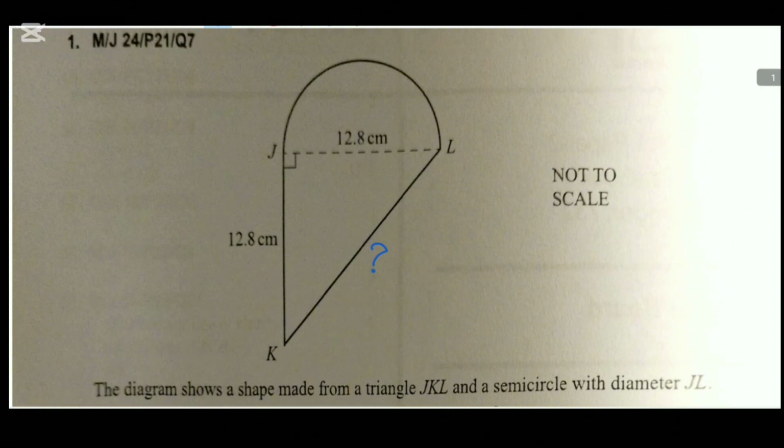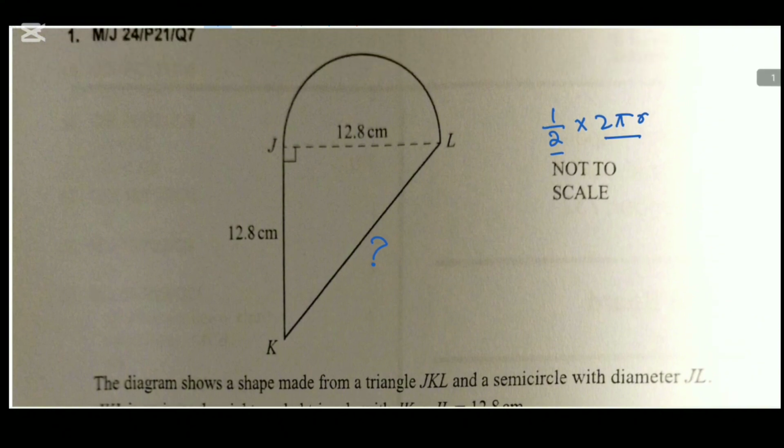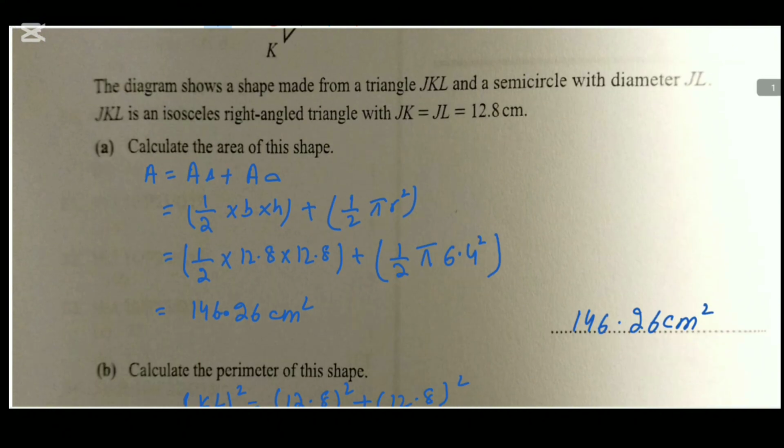What is the formula of perimeter of circle? 2 pi r. So this is a semicircle. So it will be 1 over 2 into 2 pi r, half of the circle. The perimeter of semicircle is 1 over 2 into 2 pi r, because the perimeter or circumference of a full circle is 2 pi r. So it's half, because this is a semicircle.